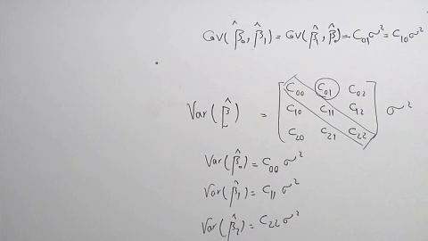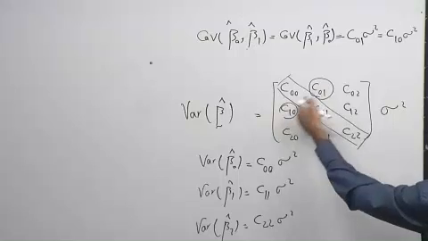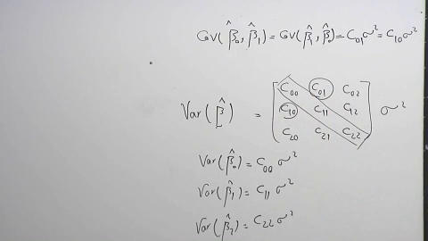So the off-diagonal elements are the same. These are equal, so it's a symmetric matrix. The off-diagonals are related to covariance, which means whether they are changing together or not. If one increases, does the other one increase or not? Does it make sense? Questions?